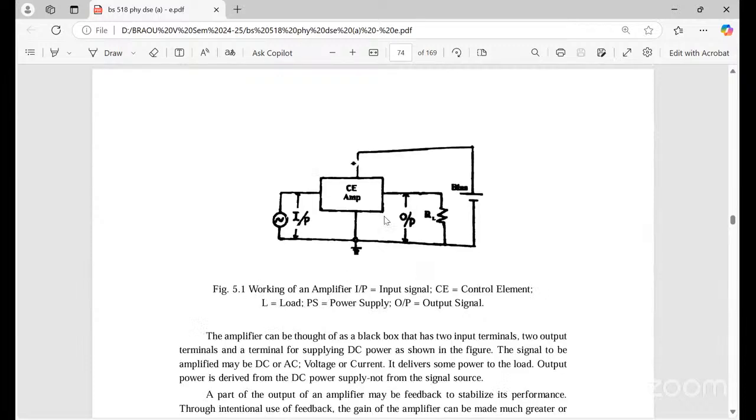Working of an amplifier. IP means input signal, OP means output signal here. RL is the load resistance here, and PS is the power supply. This is a DC supply. This is an AC supply here. And this is the ground. Control element, amplifier, control element.